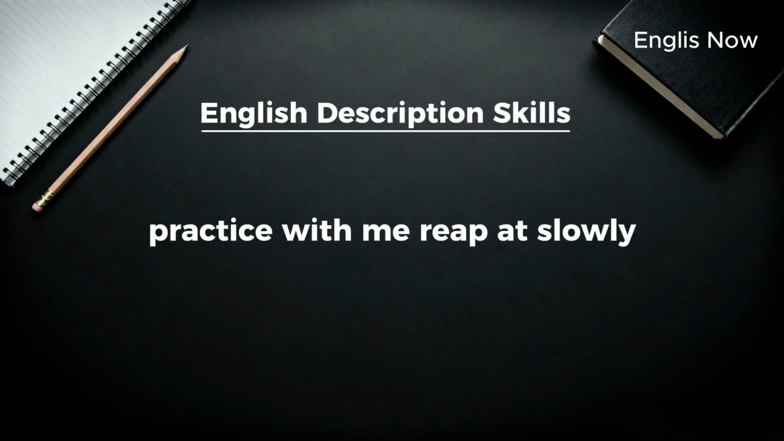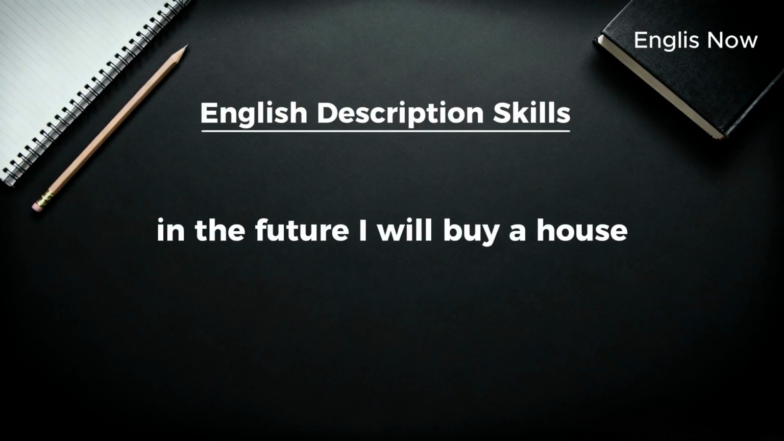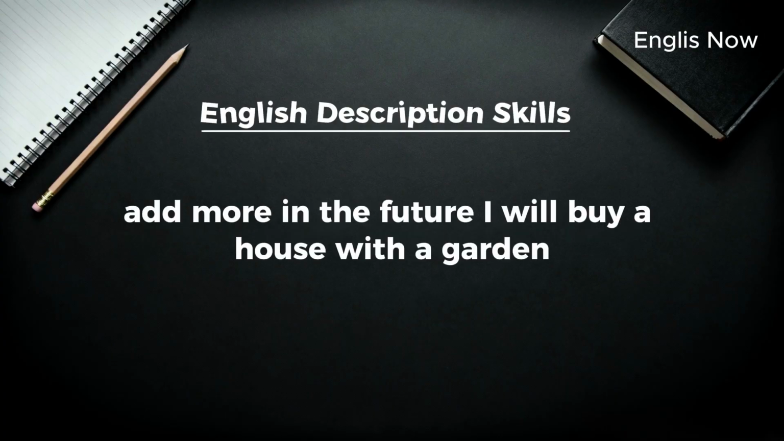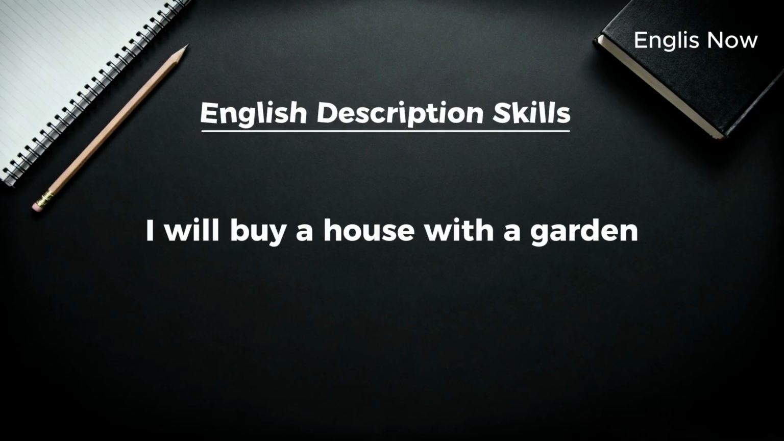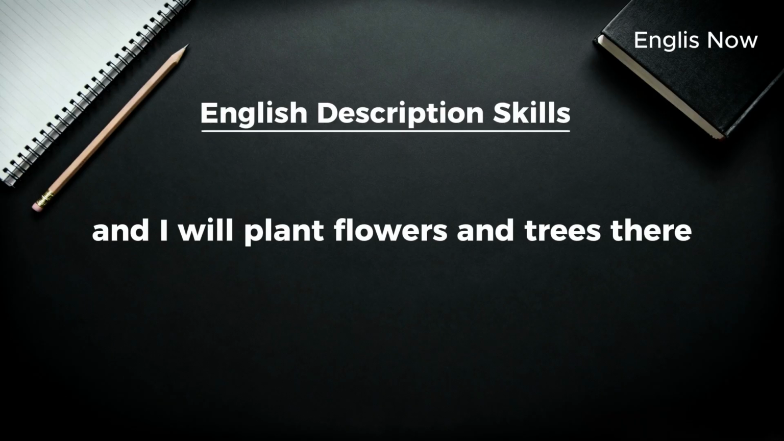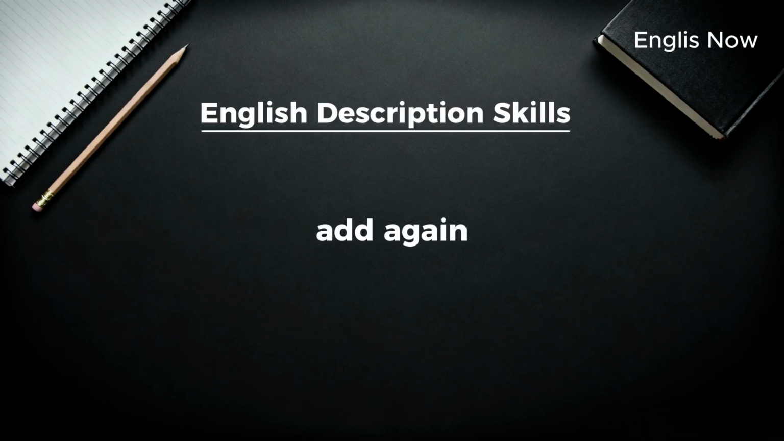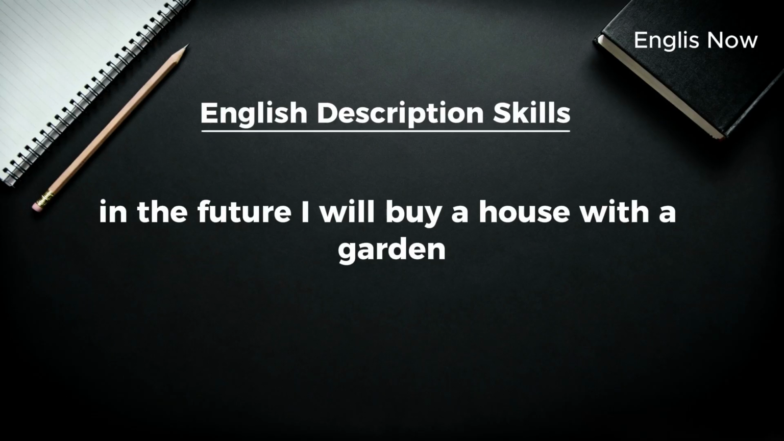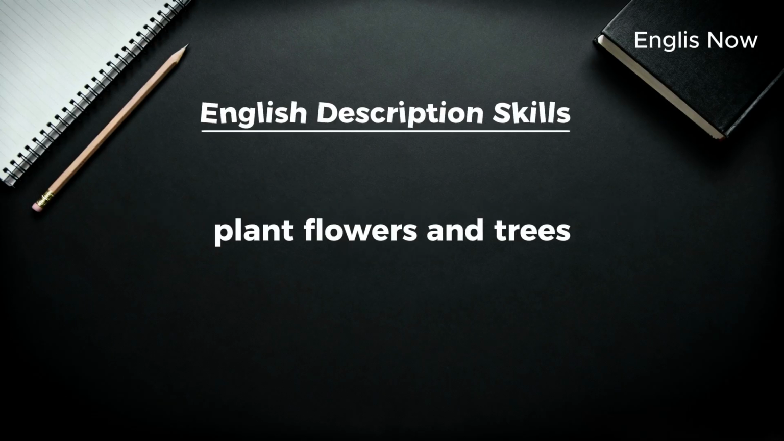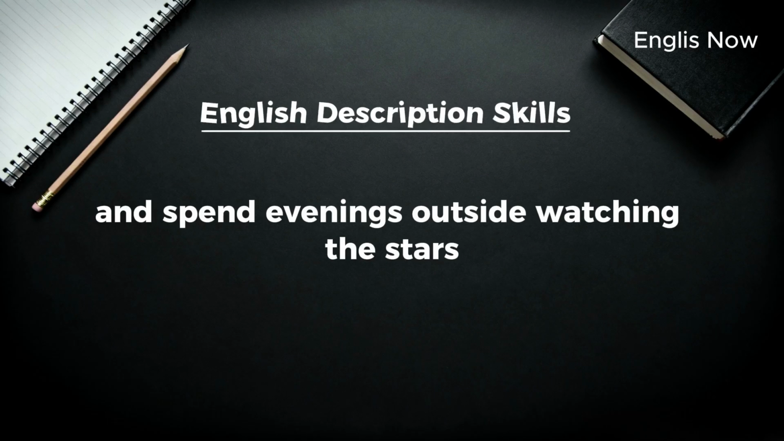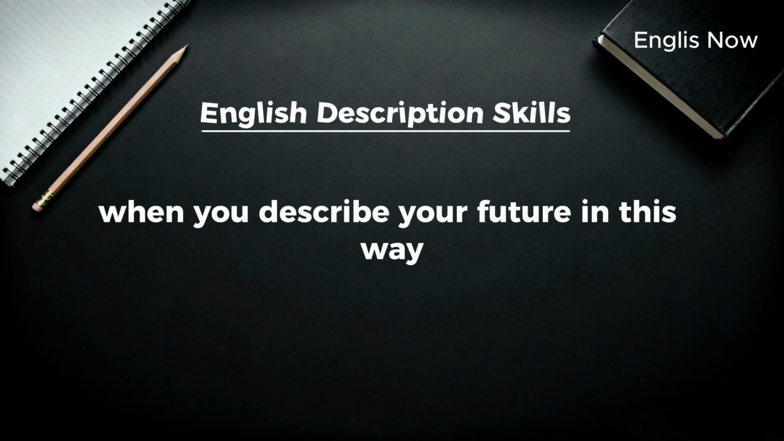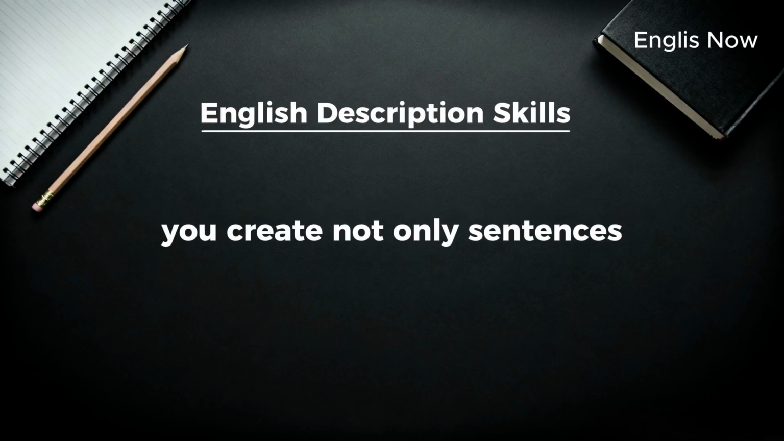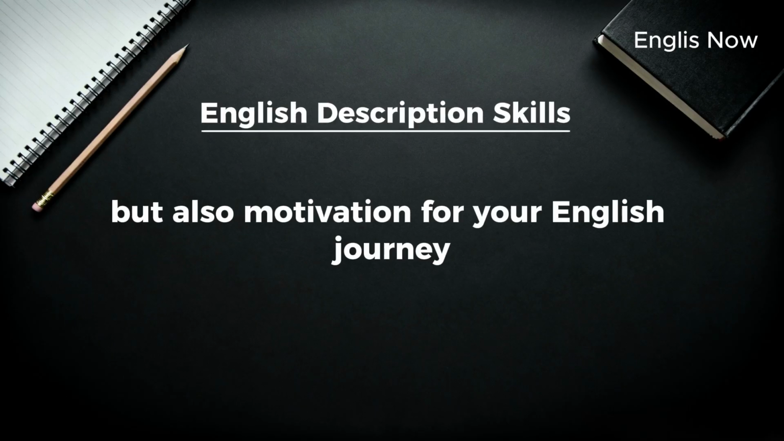Practice with me, repeat slowly. "In the future, I will buy a house." Add more. "In the future, I will buy a house with a garden." Add again. "In the future, I will buy a house with a garden, and I will plant flowers and trees there." Add again. "In the future, I will buy a house with a garden, plant flowers and trees, and spend evenings outside watching the stars." When you describe your future in this way, you create not only sentences, but also motivation for your English journey.